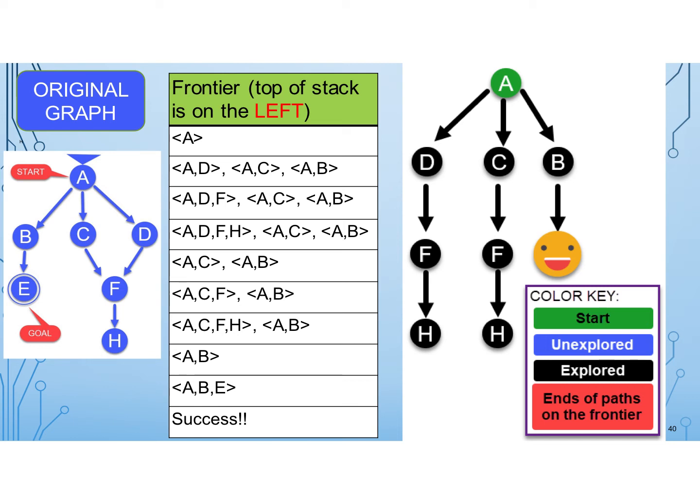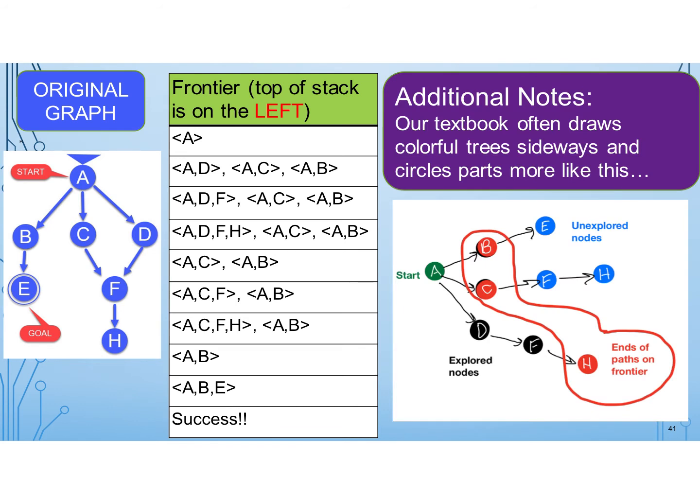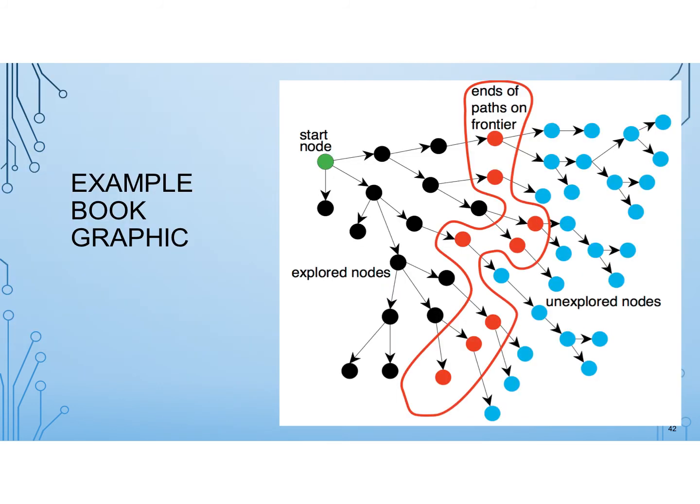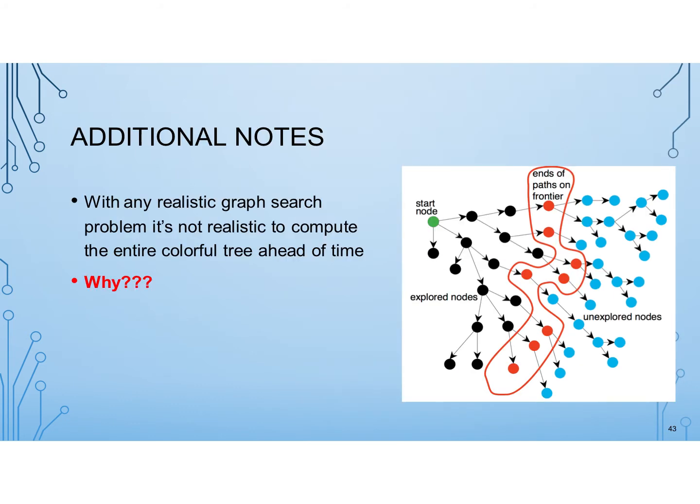Anyway, that's the sort of colorful tree approach that your textbook uses. For the record, the textbook tends to draw the trees in any old way. I kind of like trees with the root at the top, but I understand that when you put the root at the side, sometimes it fits in a book better. And here's the graphic from the textbook that they're trying to use to explain to you what this looks like.